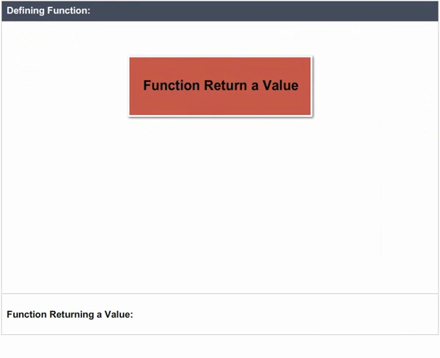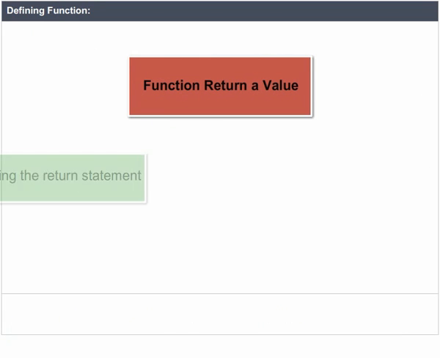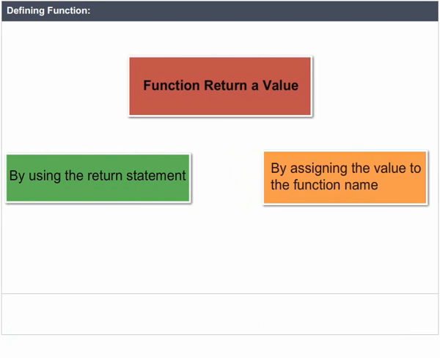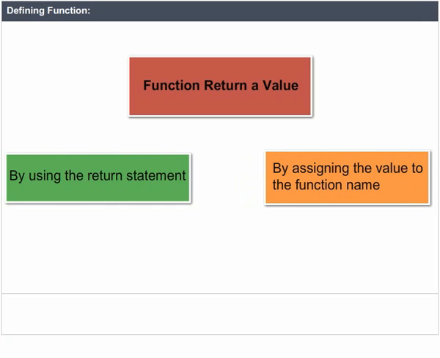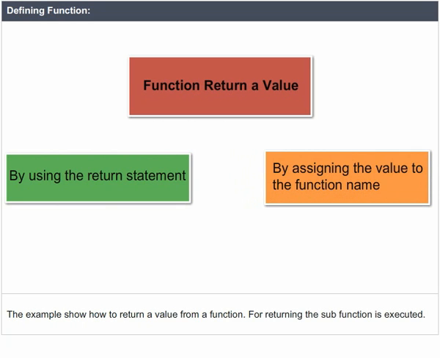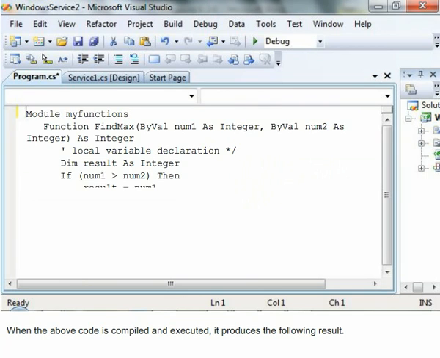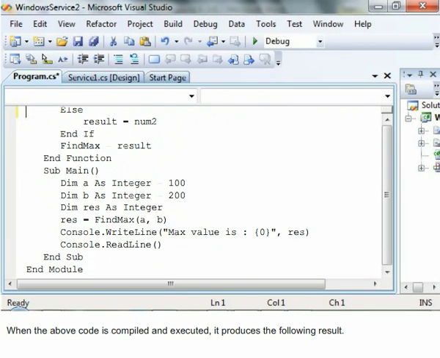Function returning a value. In VB.NET, a function can return a value to the calling code in two ways: by using the Return statement, or by assigning the value to the function name. The following example demonstrates using the FindMax function. The example shows how to return a value from a function. For returning, the function is executed. When the code is compiled and executed, it produces the following result.